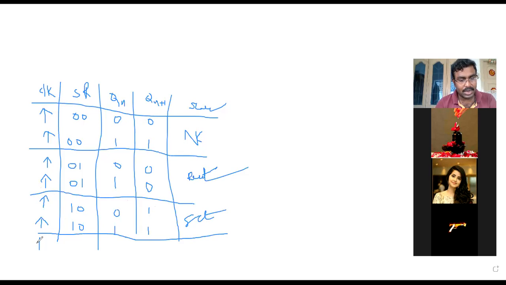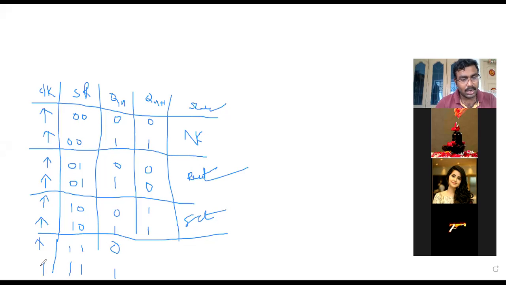Let us go for the last one. I'm going for 1 and 1. 1, 1 is my input combination now. When 1, 1 is there, and when the present state is 0 and the present state is 1, it is also to be found.